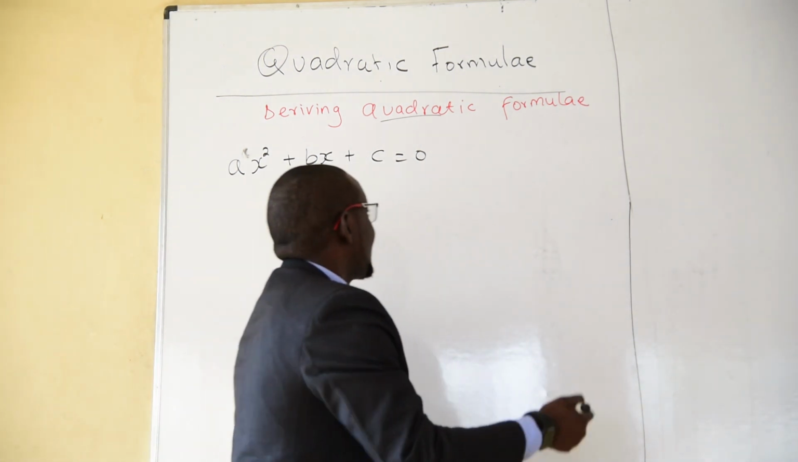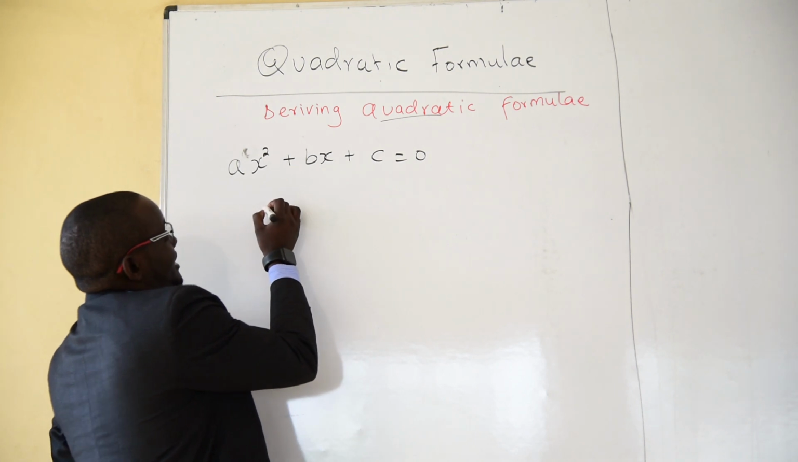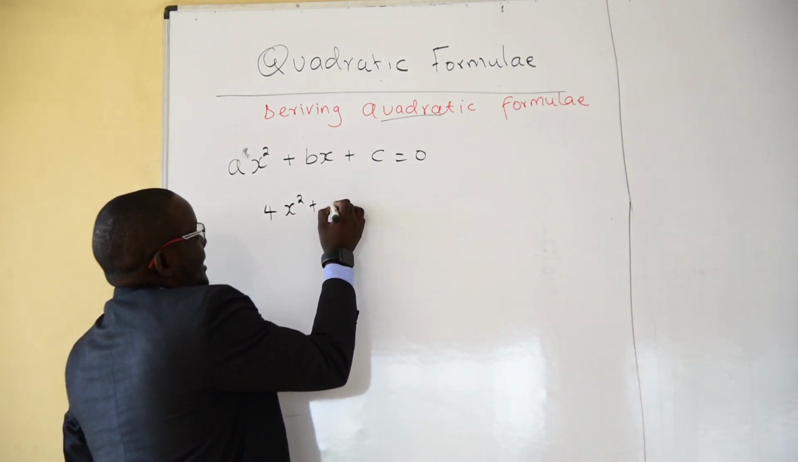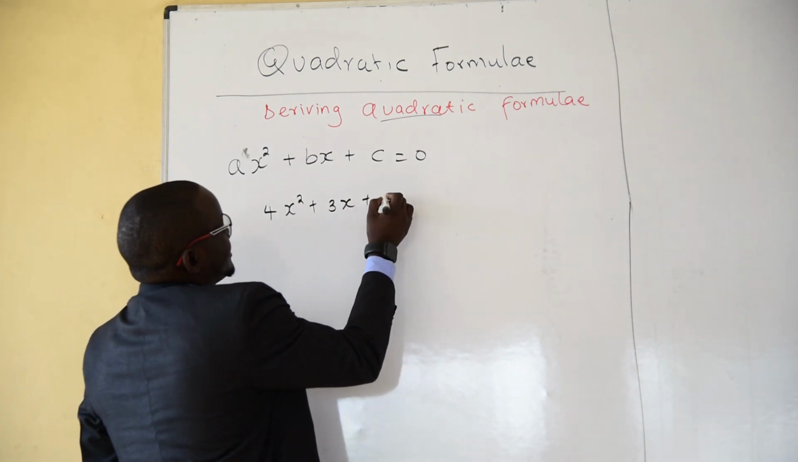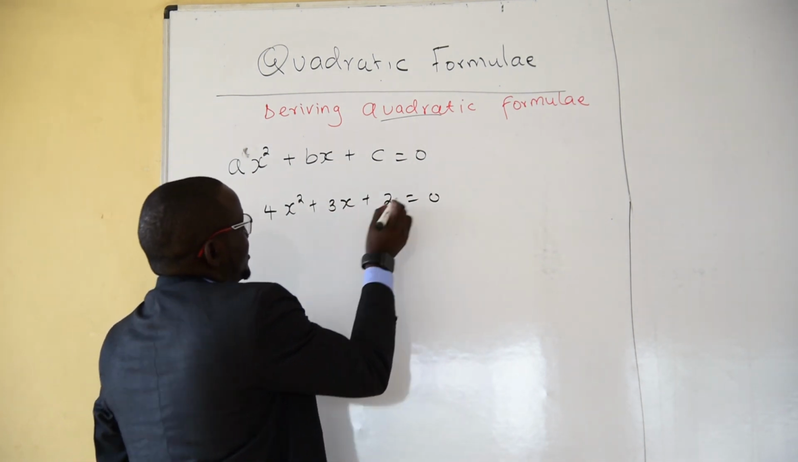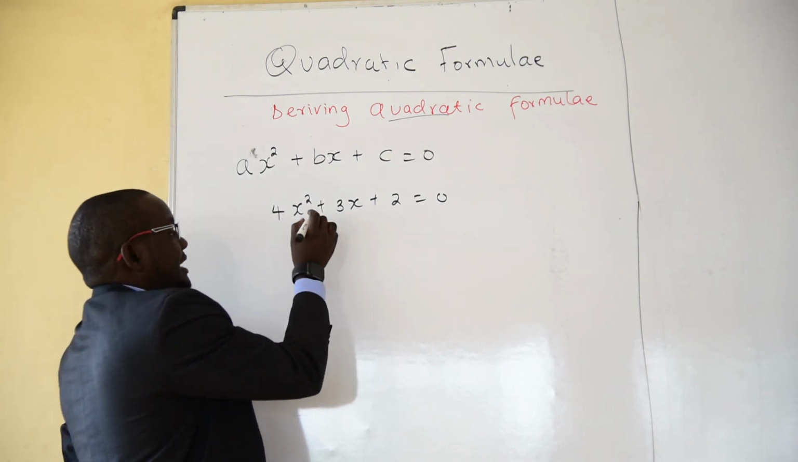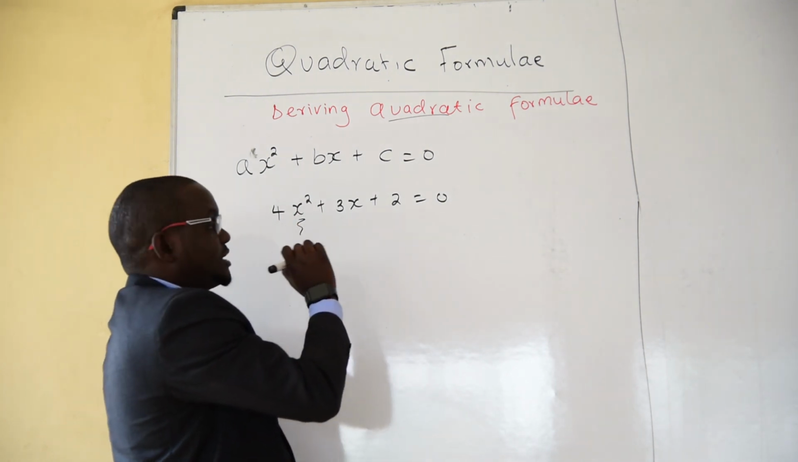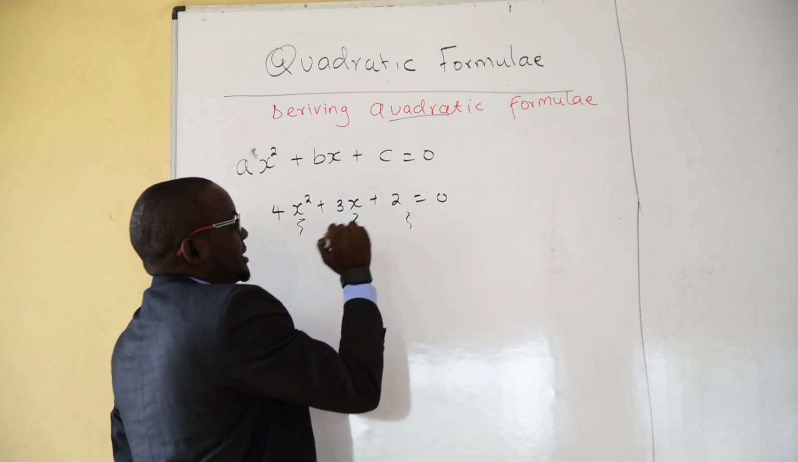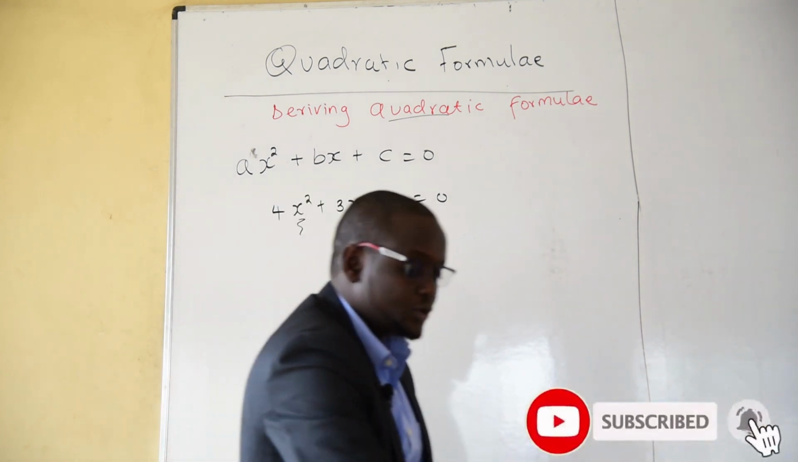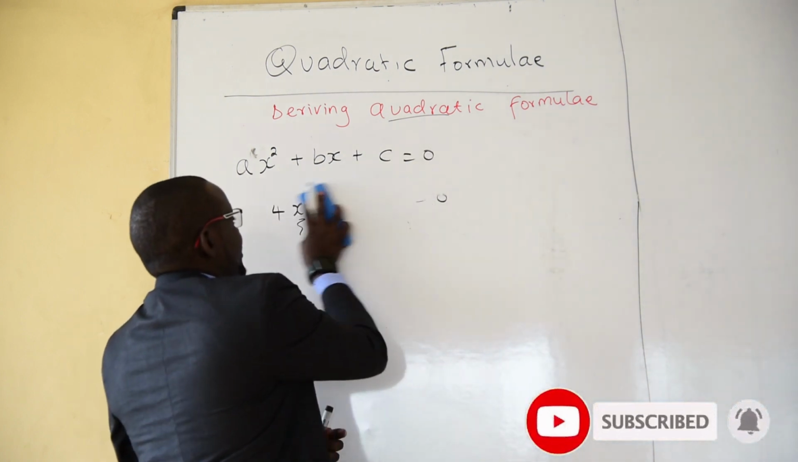For instance, we can have an equation like 4x squared plus 3x plus maybe 2 equals 0. Then this is a quadratic equation, as long as we start with x to the power 2, then x to the power 1, then x to the power 0. That becomes our quadratic equation. So we want to look at how to derive the quadratic formula.